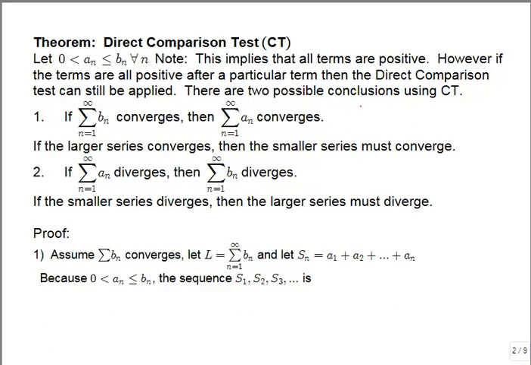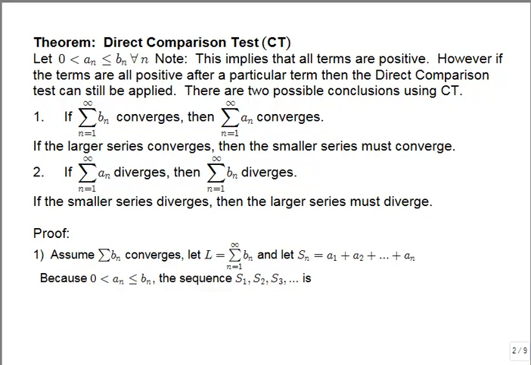Now there's two possible conclusions using this comparison test. If your bigger series, the b sub n, converges, then your smaller series, a sub n, will converge. So if the larger series converges, then the smaller series must converge as well. The other possible conclusion is that if your smaller series, a sub n, diverges, then the bigger series, b sub n, must diverge as well. So if the smaller series diverges, then the larger series must diverge. Okay, so we're going to prove these two statements here.